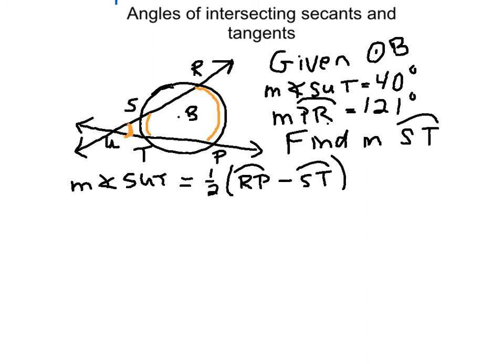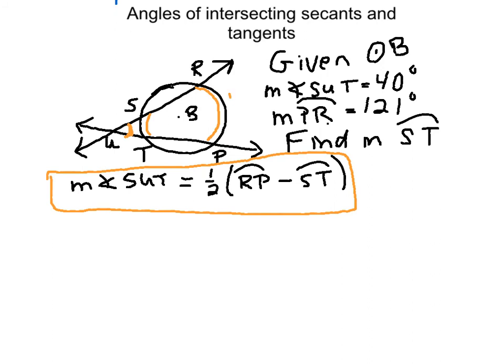So let's see what we got. If you're never sure where to start, the best thing I would do is first mark up the picture. They told us that PR is 121. They told us the angle is 40 degrees. So marking up the picture helps. And then your next step, if you're still stuck, is look for a formula. Do we have a formula or an equation that we can use? So we do have an equation.